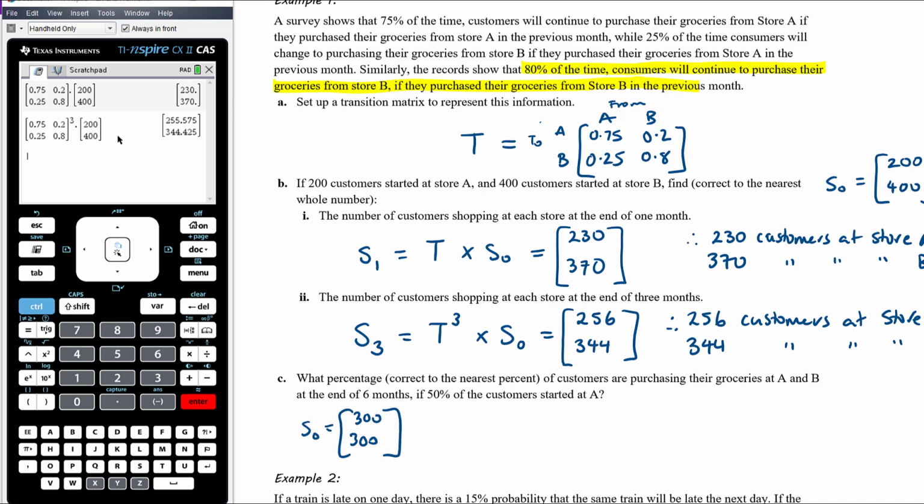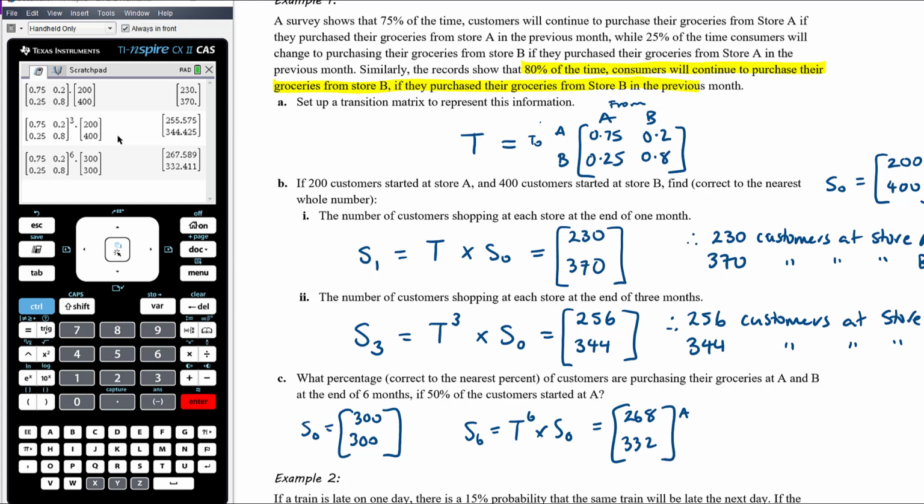Then you could work out how many customers there were after 6 months. So S6 would be T to the 6 times S0. I'll do this. Don't write this down just yet, and you can choose which answer you prefer to write down. So if instead we said, okay, we're going to do 6 transitions, and the initial state wasn't 200, 400, it was 50-50 at each store, so that means it's 300, 300. Okay, so what you could then do is work out, well that's 268 customers there and 332 customers there at A and B.